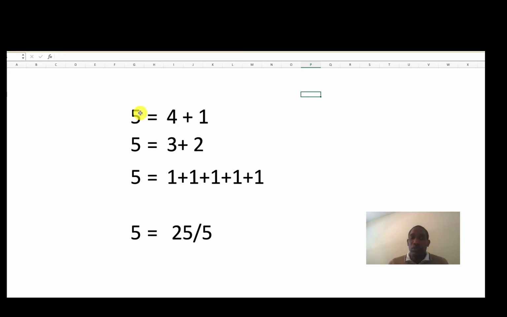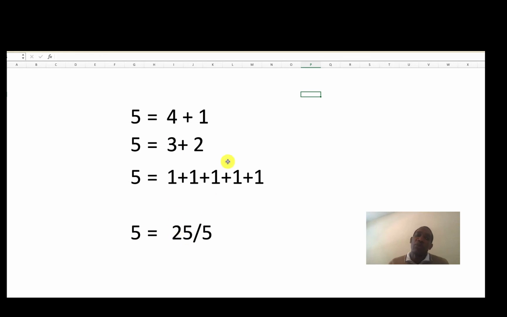Here's an example where 5 is equal to 4 plus 1. We know this is true because the left side equals the right side. On this side, we have 5 equals 3 plus 2. These two equations look completely different, but they're the same because the left side equals the right side. Here we have 5 is equal to 1 plus 1 plus 1 plus 1 plus 1. Again, these three equations are the same even though they look different because the left side equals the right side. And then we have 5 is equal to 25 divided by 5, and it's the same thing.